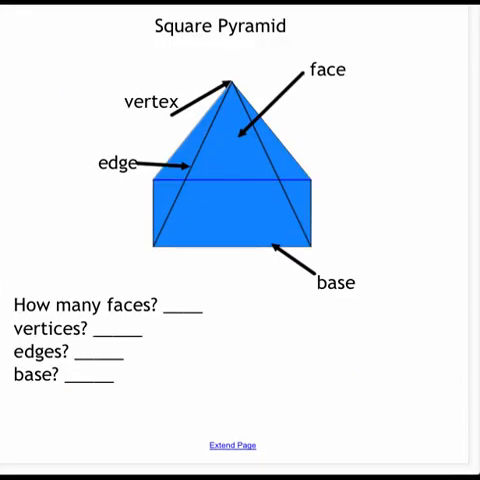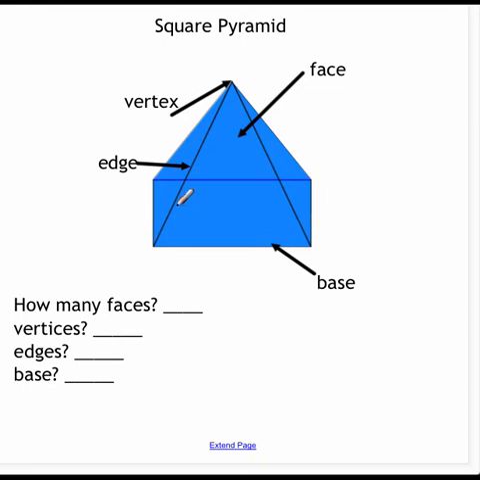Okay, kiddos, now it's time to put everything together that we've learned. We are going to look at this square pyramid and we are going to count how many faces it has, how many vertices it has, how many edges it has, and how many bases it has. So we're going to go ahead and get started by counting the faces.